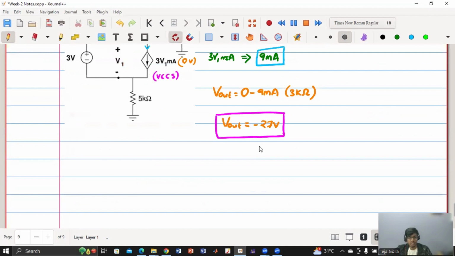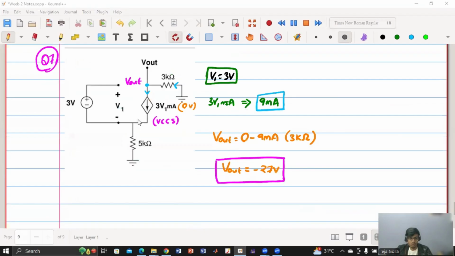So someone has asked, sir, is there any use of 5 kilo ohm in this problem? No, it is just given. But if someone has asked what is the voltage here, then you have to calculate 5 kilo ohm into 9 milliamperes. And yeah, here in this problem, whatever they have asked, no need of 5 kilo ohm.